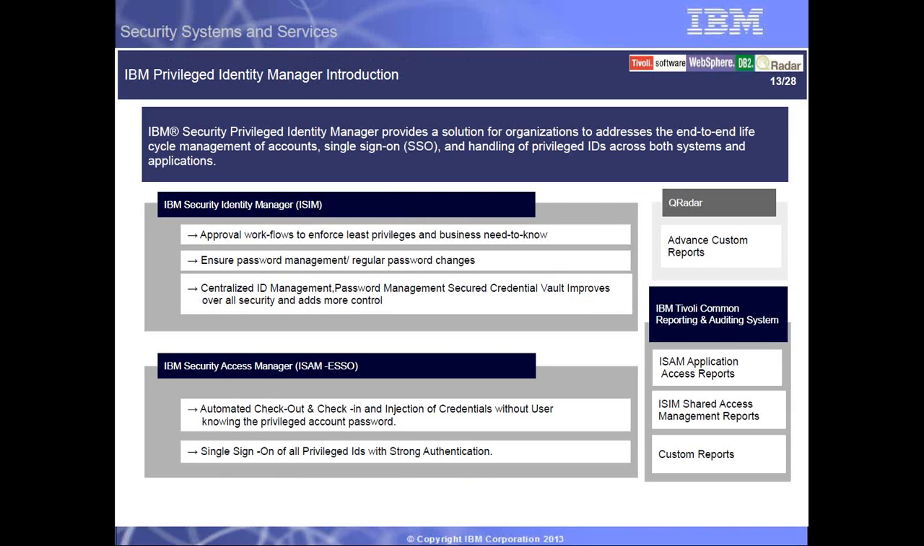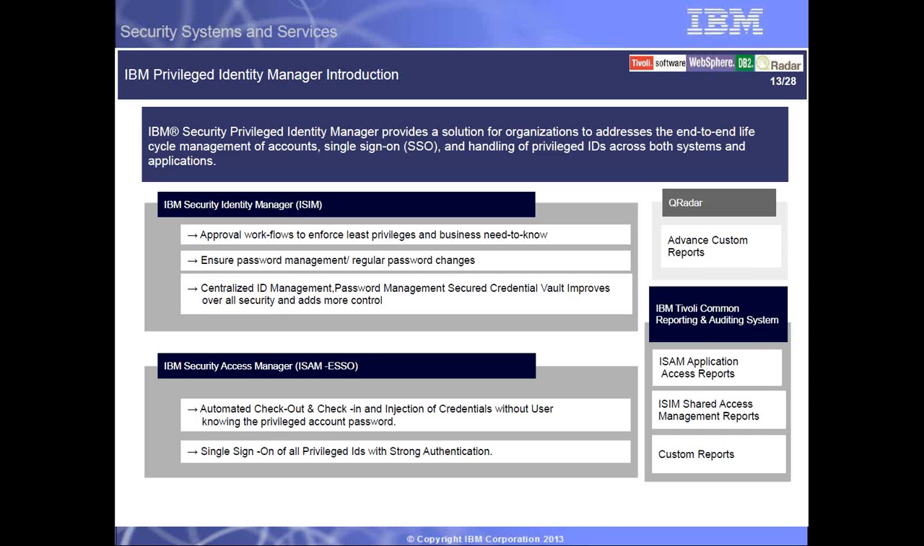Now we'll talk about the product, IBM Privileged Identity Manager. PIM, IBM Security Privileged Identity Manager, provides a solution for organizations to address the end-to-end lifecycle management of accounts, single sign-on, and handling of privileged IDs across both systems and applications. So basically, it's the identity management system, plus you have single sign-on, and then you also have reports.